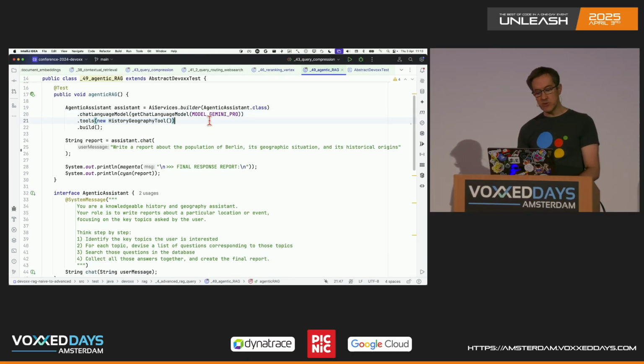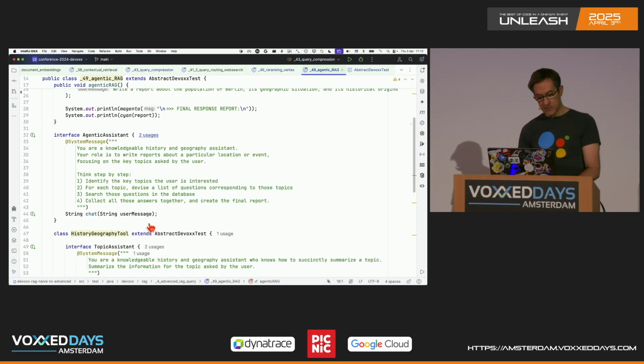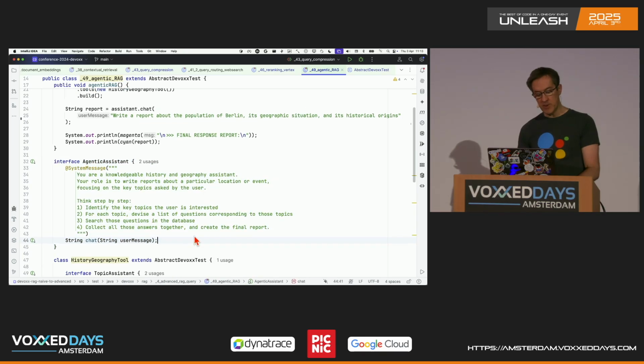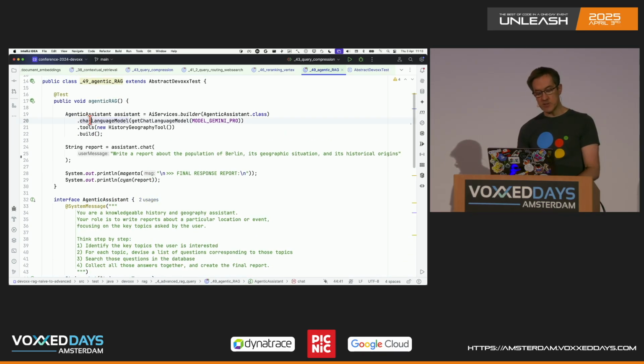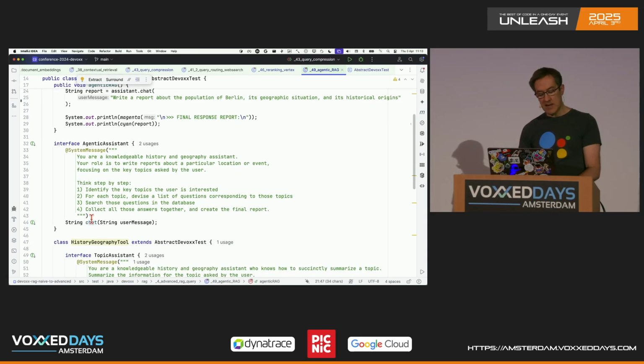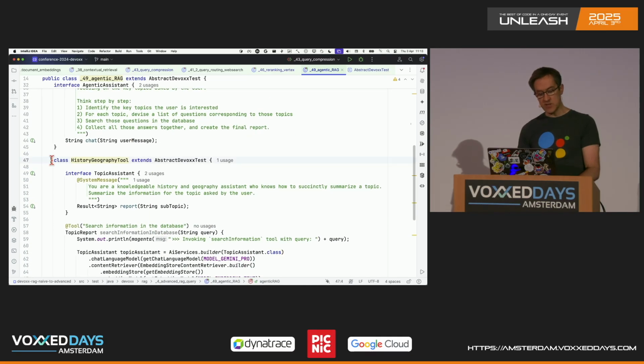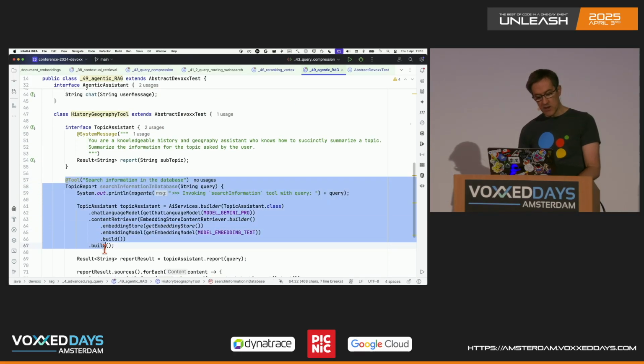When you create the AI service, I've got this interface here that LangChain4j is going to implement for me. And I'm going to say, okay, I want to use Gemini. I want to use an extra tool. I've got this new instruction here, and the LLM will have access to a tool. And if you look here, that's the definition of my tool.